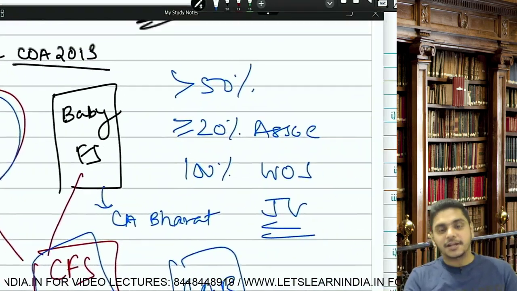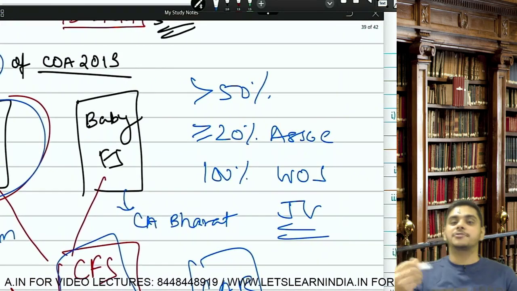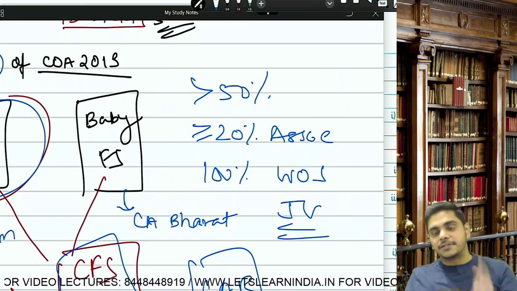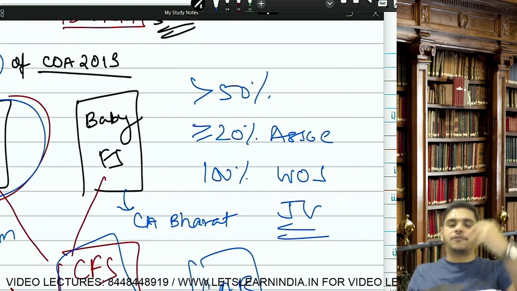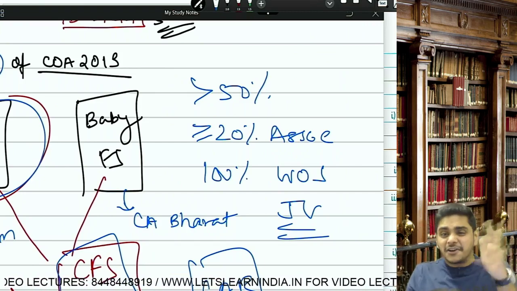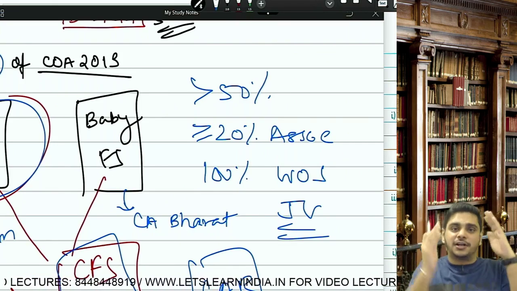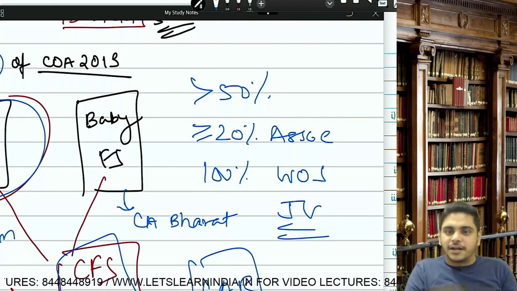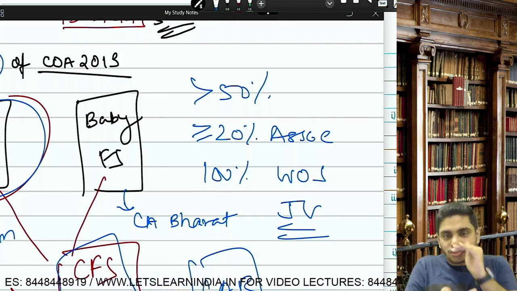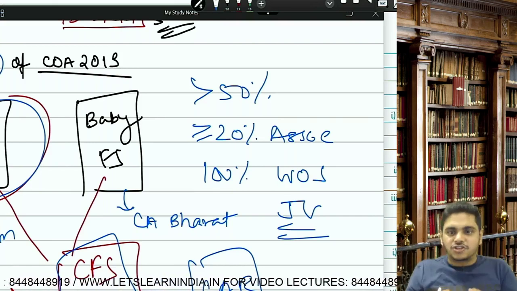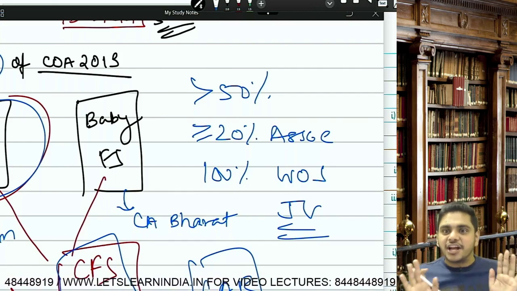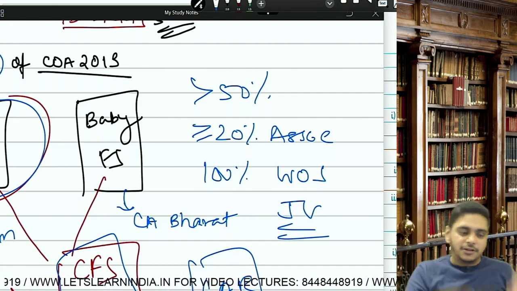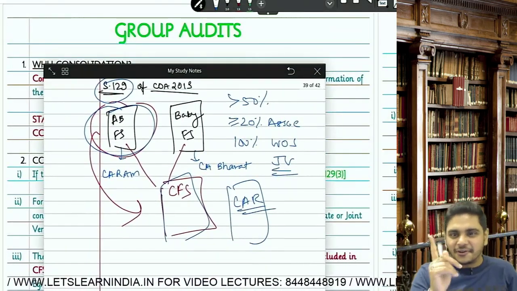India kid means Indian subsidiary, Indian associate, Indian wholly owned subsidiary, Indian joint venture. Foreign kid means foreign subsidiary, foreign associate, foreign joint venture, foreign wholly owned subsidiary. So wherever you have a kid, whether in India or outside India, small kid, full kid, illegitimate kid, wherever you have the kid, you have to do consolidation.